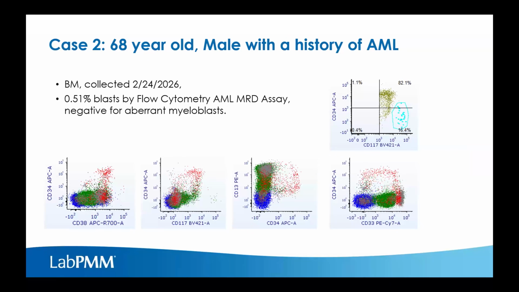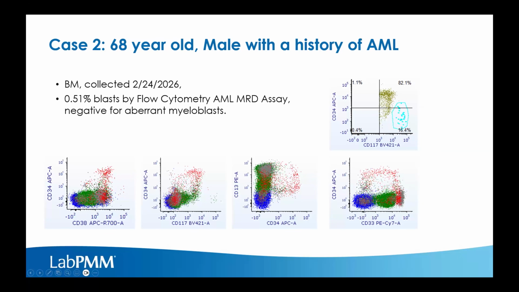Now let's move to the second case. This is a 60-year-old gentleman with a history of AML, and this is the bone marrow collected in February 2026. You can see here the blast we identified by flow cytometry. You can see this blast is showing good maturation. This is CD34 versus CD38, CD34 versus CD117, good maturation pattern. And CD13 versus CD34, again, very nicely maturing.